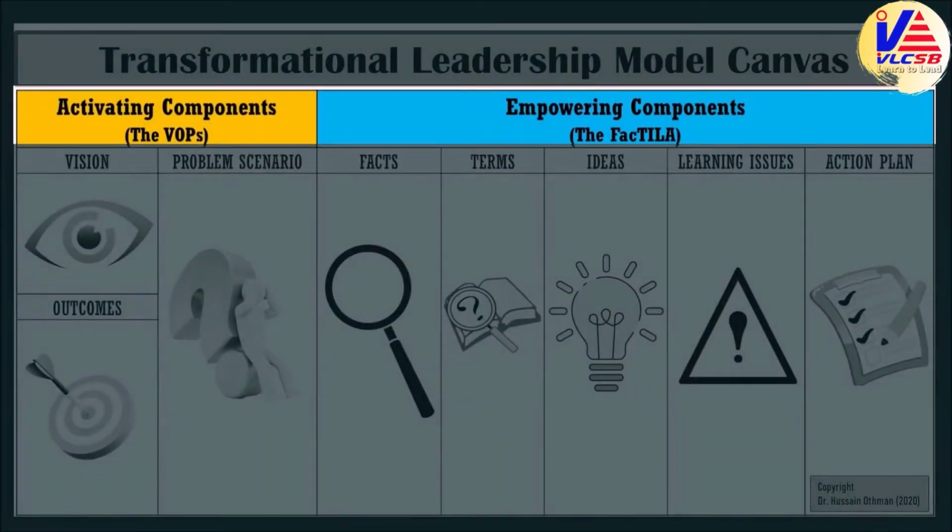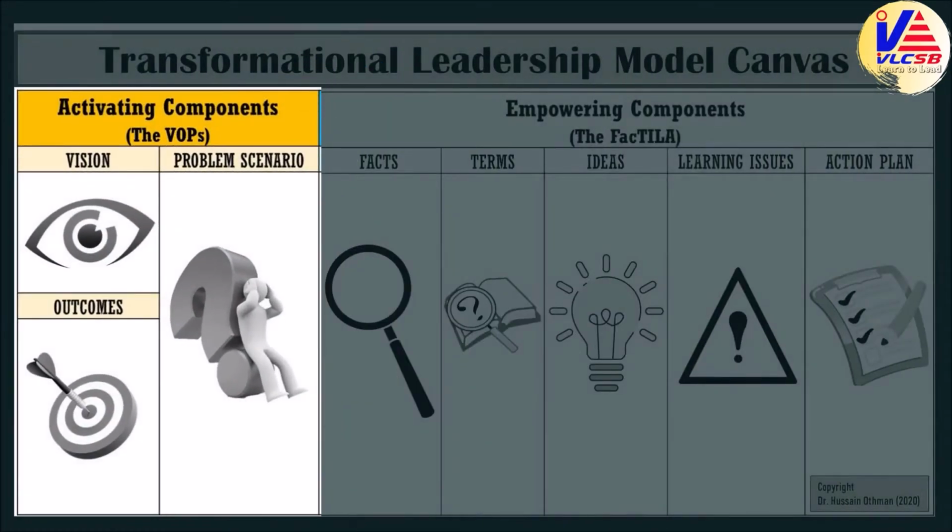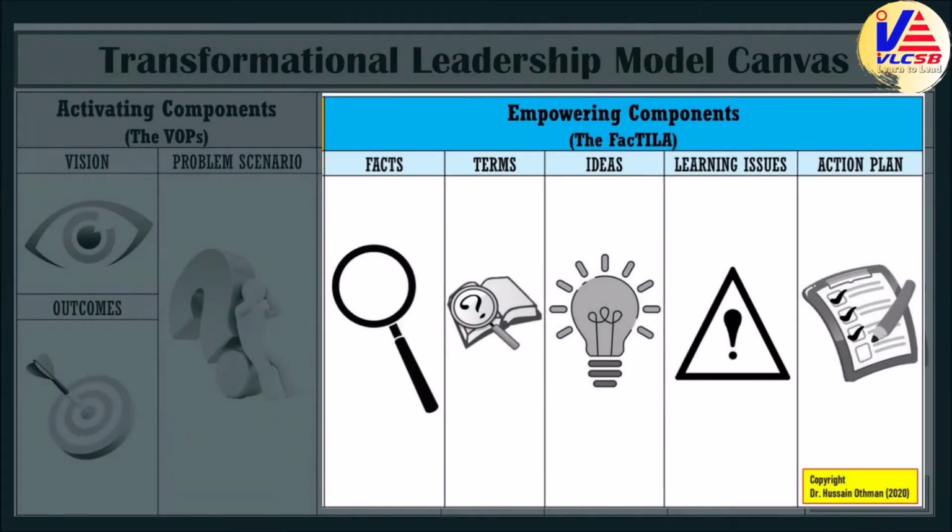A complete TLMC framework consists of the VOPS components and the FACT-TILA inquiry approach components. The VOPS FACT-TILA in TLMC framework consists of 2 segments and 8 blocks. The first segment is the activating components, which is the VOPS. This segment consists of 3 blocks: the vision, the outcomes, and the problem scenario. The second segment is the empowering components, which is the FACT-TILA inquiry approach. This segment consists of 5 blocks: facts, terms, ideas, learning issues and action plan.